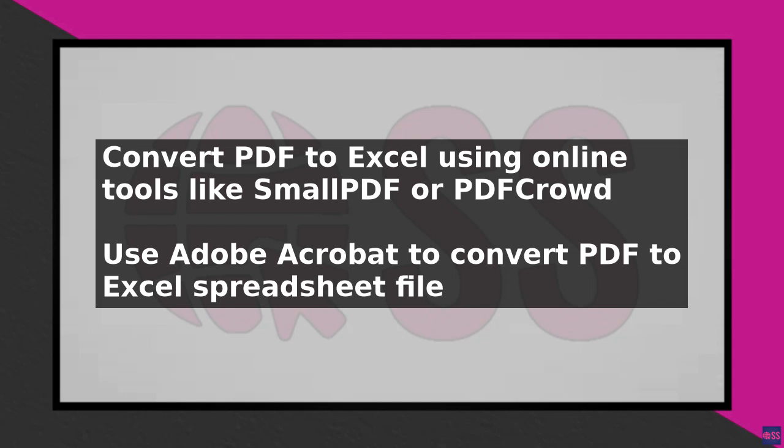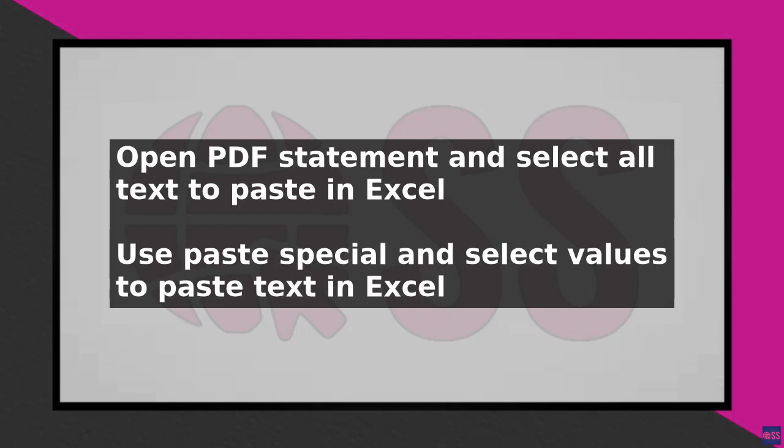Alternatively, you can also use a manual method to convert the PDF to Excel. To do this, open the PDF statement and select all the text by pressing Ctrl+A. Then, open a new Excel spreadsheet and right-click in the top left cell. Select Paste Special and then select Values. This will paste the text from the PDF into the Excel spreadsheet.